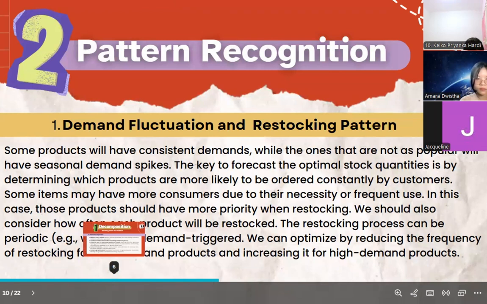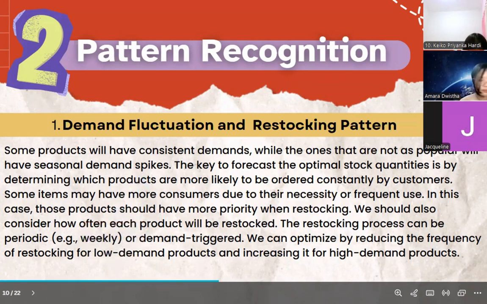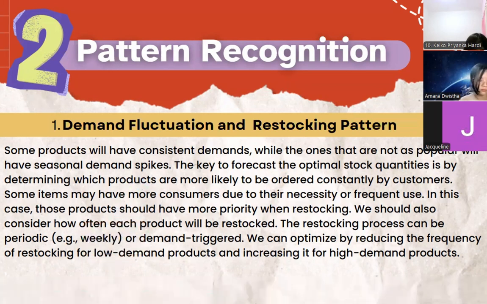For the second part, there's pattern recognition. For pattern recognition, there's demand fluctuation and restocking pattern. Some products will have consistent demand, while the ones that are not as popular will have seasonal demand spikes. The key to forecasting the optimal stock quantities is determining which products are more likely to be ordered constantly by customers. Some items may have more customers due to their necessity or frequent use. In this case, those products should have more priority when restocking.